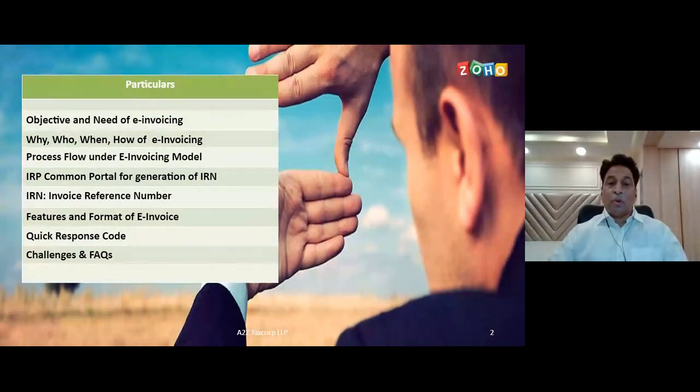We are going to discuss why e-invoicing, who needs to raise it, when to raise it, and how e-invoices need to be generated. I'm going to discuss the process flow for generation of e-invoices, and the importance of the IRP, the Invoice Registration Portal, for generation of the IRN, Invoice Reference Number. Also the features and format of e-invoice with quick response code, and the challenges with frequently asked questions.